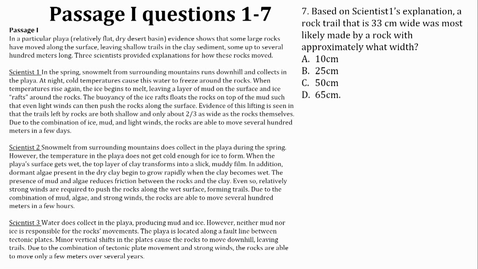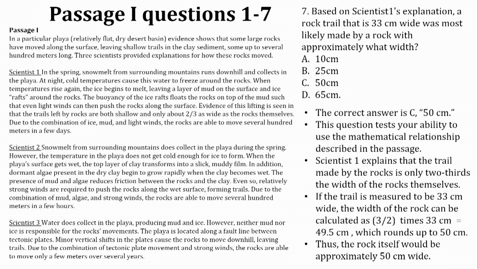Question 7 asks, based on Scientist 1's explanations, a rock trail that is 33 centimeters wide was most likely made by a rock with approximately what width? So we have a little bit of math to do here. Here are our different answer choices. The correct answer is C, 50 centimeters.